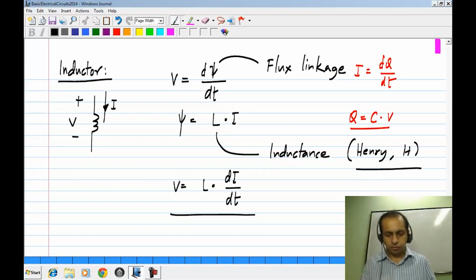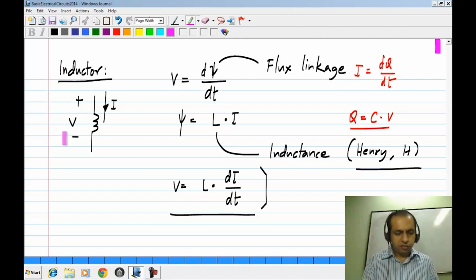Okay. So this is the defining relationship of an inductor, where again V is defined with this polarity and I with that polarity. Okay. So the inductance, as I mentioned earlier, is measured in henries. So what does this relationship say? If the current is increasing at the rate of 1 ampere per second and if the inductance is 1 henry, the voltage across the inductor will be a constant which is equal to 1 volt. Okay.